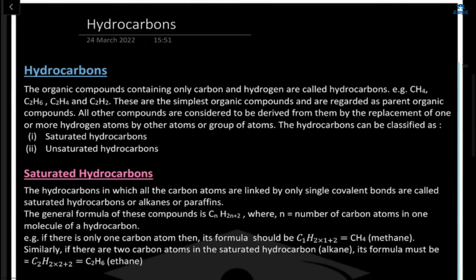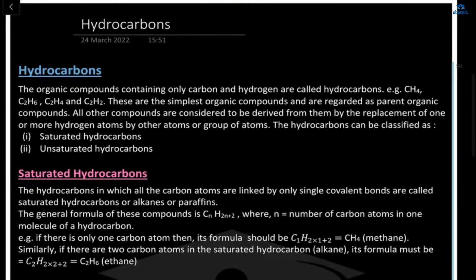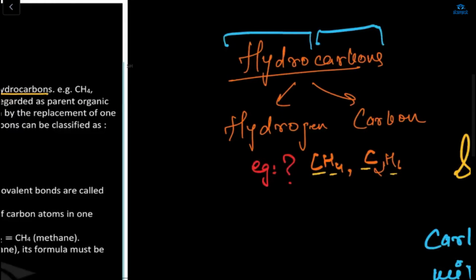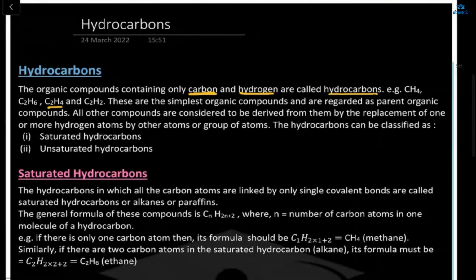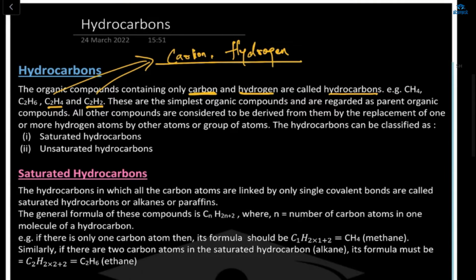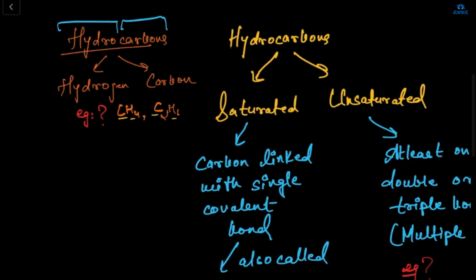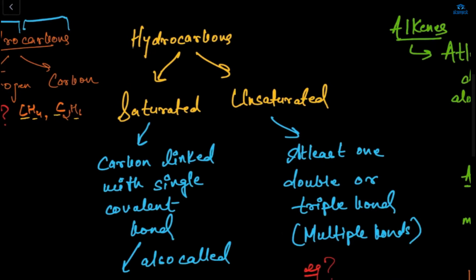Now, if we look at the definition, an organic compound containing only carbon and hydrogen is known as a hydrocarbon. Examples: CH4, C2H6, C2H4, C2H2. These all contain two things: first your carbon, and the second one is your hydrogen.